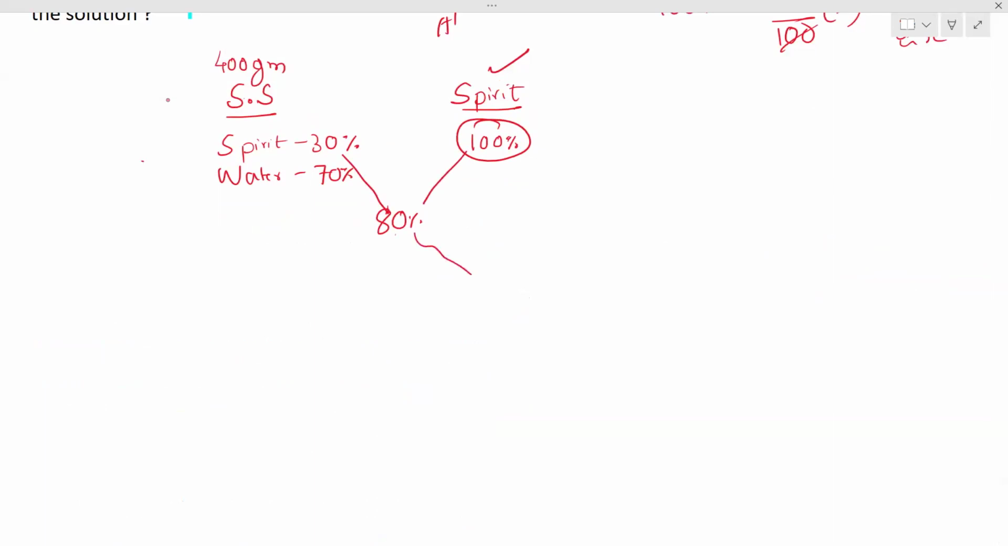So what is the difference here? 70 and 30, difference is 50. What is the difference here? 100 and 80, difference is 20. In what ratio must they be mixed? They must be mixed in the ratio 2:5. All good?